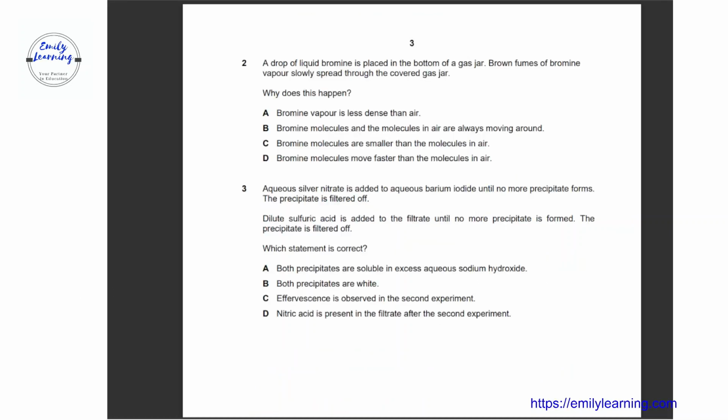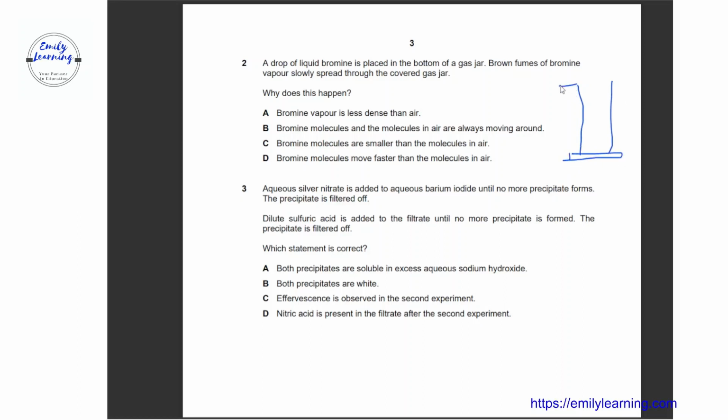Moving on to question 2. A drop of liquid bromine is placed in the bottom of a gas jar. Brown fumes of bromine vapor slowly spread through the covered gas jar. Why does this happen? Once you see this, it is the diffusion experiment that we learned at the beginning of the O-level chemistry syllabus. So let's draw this.